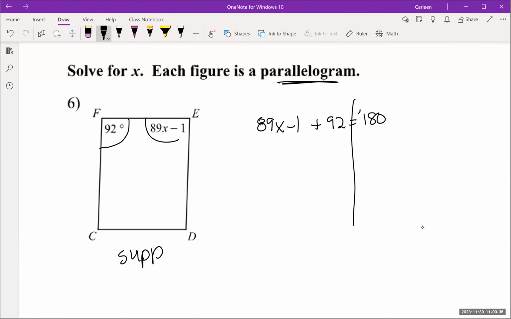Thank you. Combine like terms. So we have negative 89x plus 91 is equal to 180.